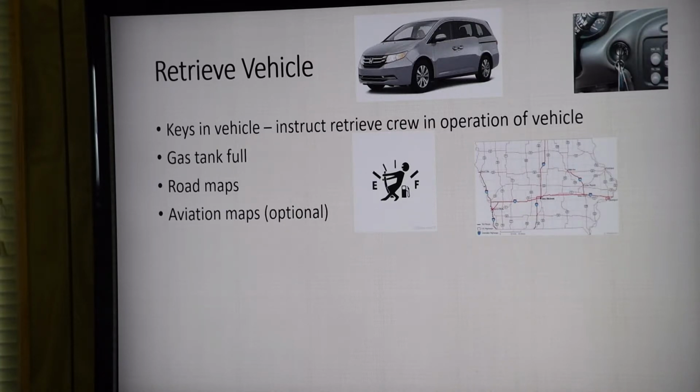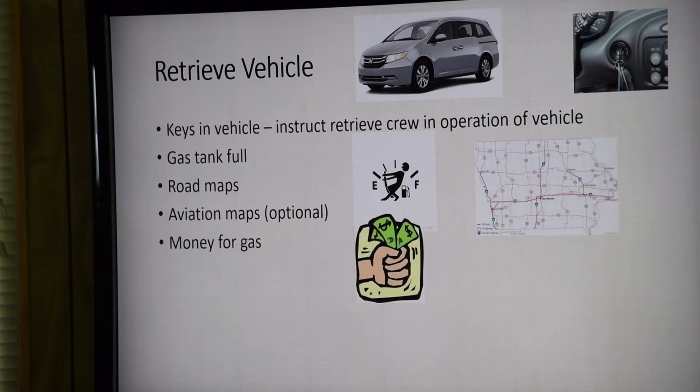I consider that more or less optional, but sometimes it's not a bad idea for the person who's driving your retrieve vehicle to have an aviation map to see where the airports are and so forth. Money for gas. Okay, so I did have that on my list.